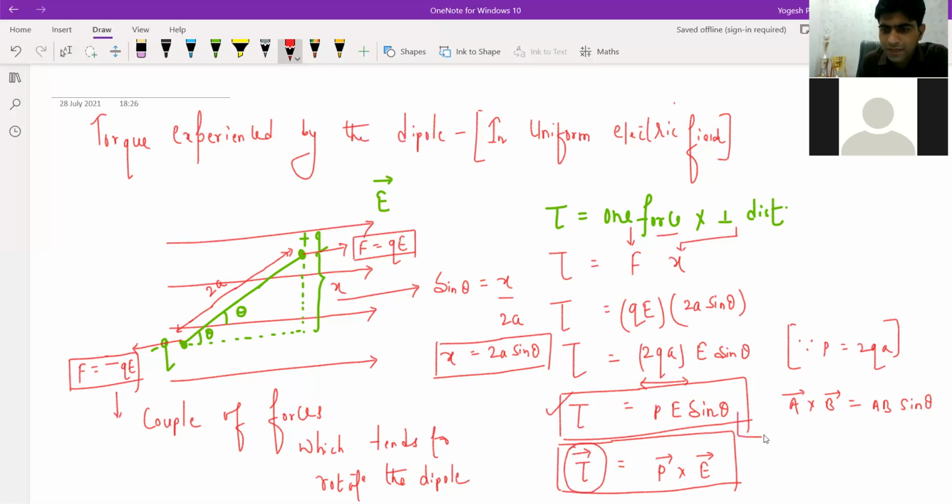ये तो हमको magnitude मिल गया. This is the magnitude. Tau is equals to PE sine theta. Now, if we talk about the direction also, this is the vector form of torque. Now, if we talk about the direction of this torque, what will be the direction of this torque? So, what you will say?